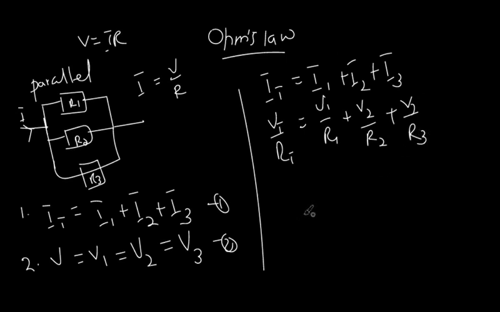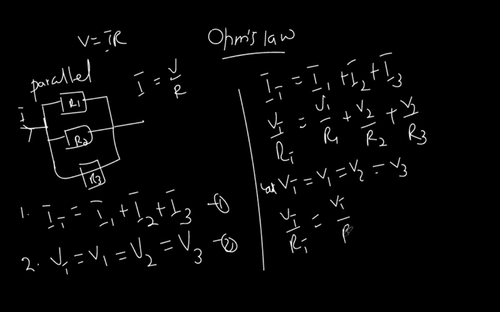Now if this is the case, and we know from the second assumption we have over here that the total voltage, V total, is equal to V1, which is equal to V2, which is equal to V3. So in place of V1, V2, V3, we can put V total over there. So we have V total over RT is equal to V total over R1 plus V total over R2 plus V total over R3.